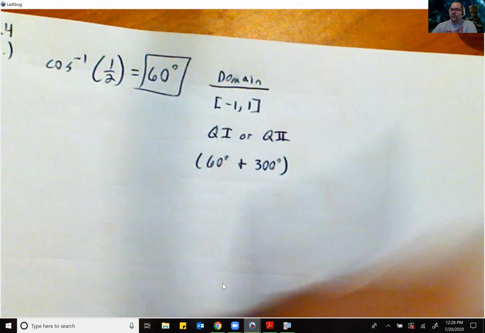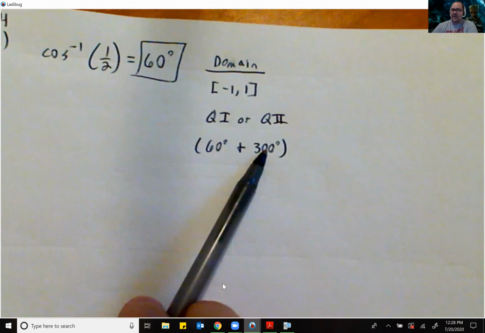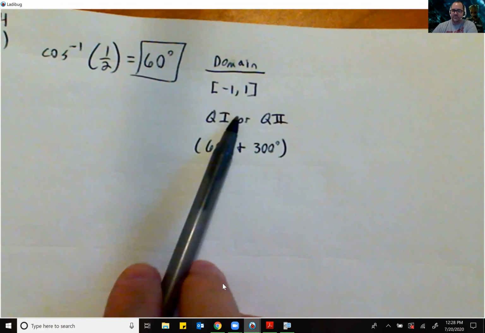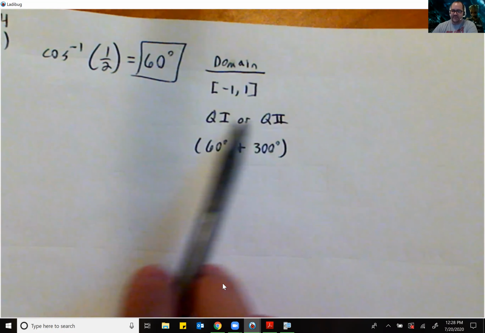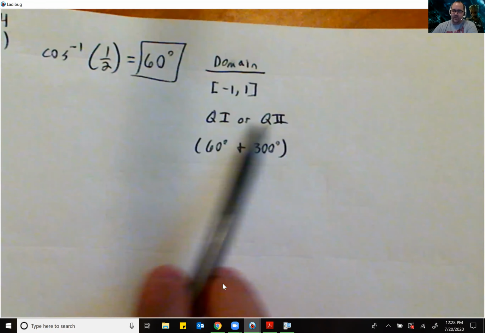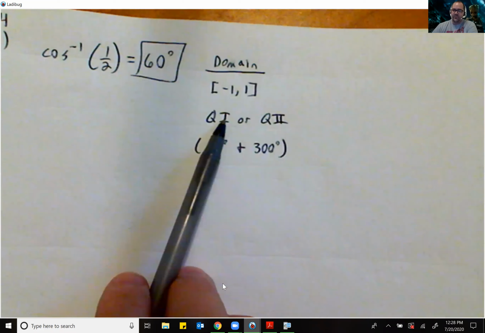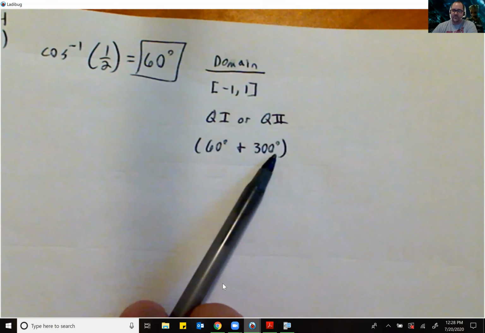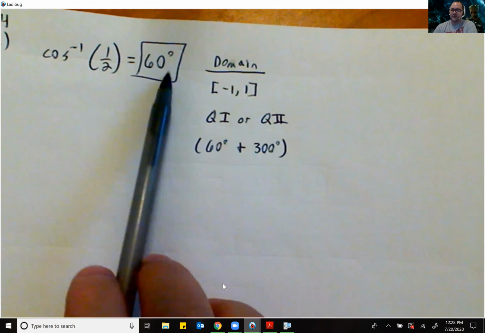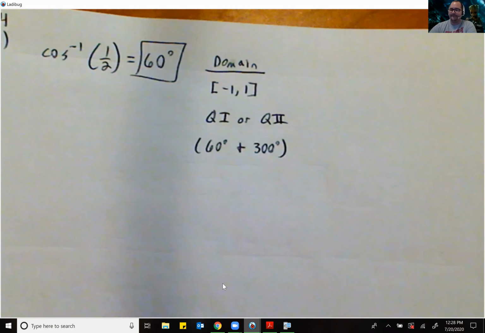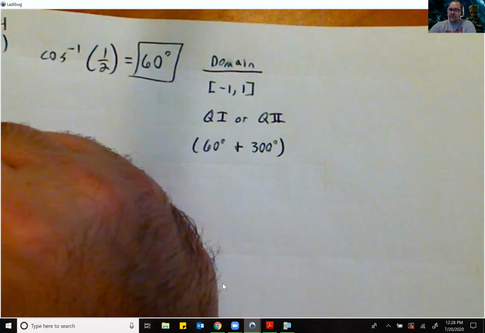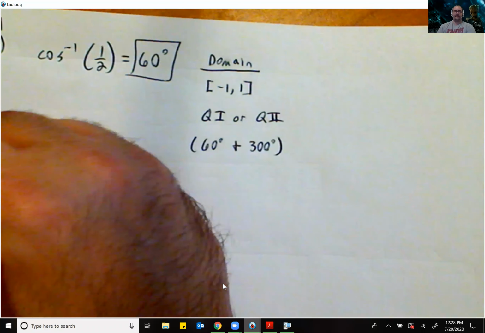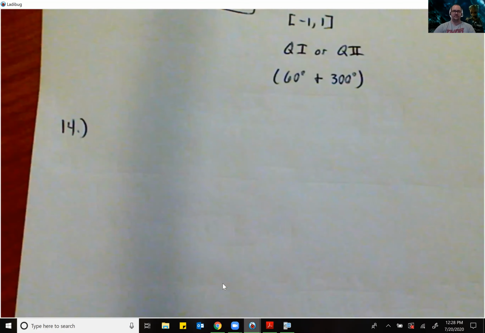So we throw out the 300 because it's not in quadrant 1 or quadrant 2, because that's where the answer to this question has to lie, in quadrant 1 or quadrant 2. So we throw out the 300. Okay? So we just let our calculator do the work for us. Yay. All right. So number 14. Moving on.